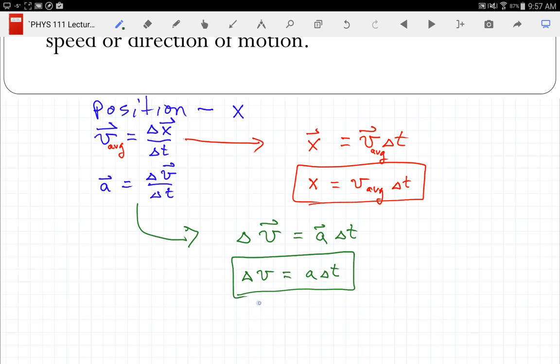Now notice this second equation, the one in green, is change in speed. That's final speed minus initial speed. Delta is always final minus initial. I was trying to think one step ahead. We can actually take this equation, and there I've written it out. Delta is final minus initial, so delta V means V final minus V initial.